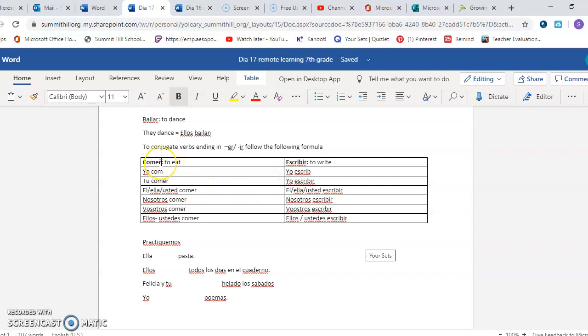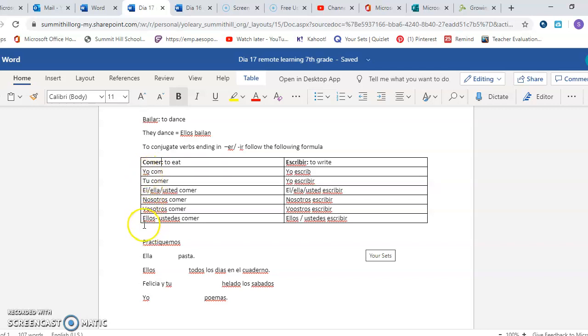So if I'm using comer, we have other verbs out there that end in an ER ending, but we're using comer for the example. So once again, conjugation, what does it mean? Well, it means to take away the AR, ER, and IR ending on the verbs and change it to a specific letter based on the subject.